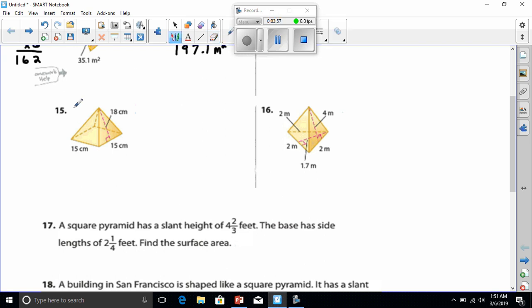Now, going back to number 15. Once again, I'm going to use my formula, which is the base plus 1/2 times the perimeter times the lateral surface. So this time the base is going to be a square, or if we wanted to say a parallelogram, either one. And we follow the same formula, which is length times width. Well, that's 15 times 15.